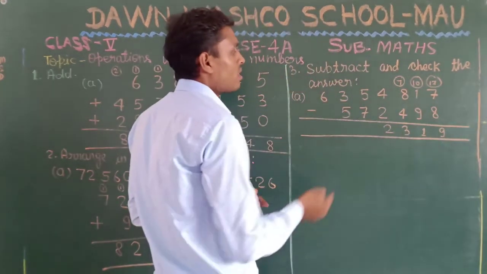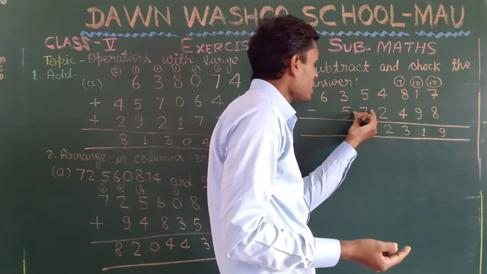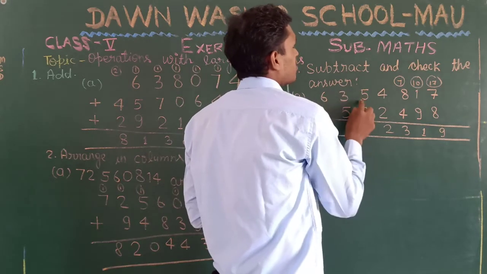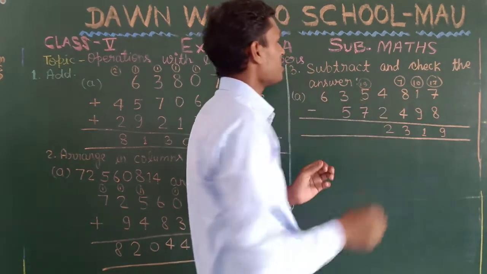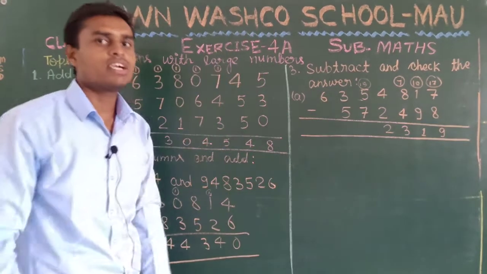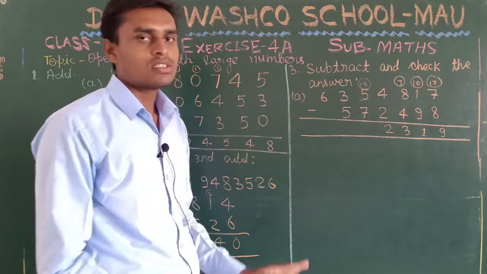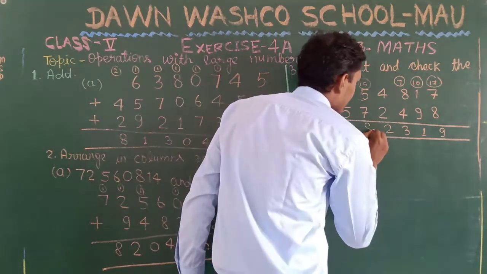Okay. Now 5 minus 7. We can't subtract a larger number from a smaller number. So we will take 1 from here, it will become 15. And now 15 minus 7, calculate it and tell me. Yes, that's right. 15 minus 7 is 8.